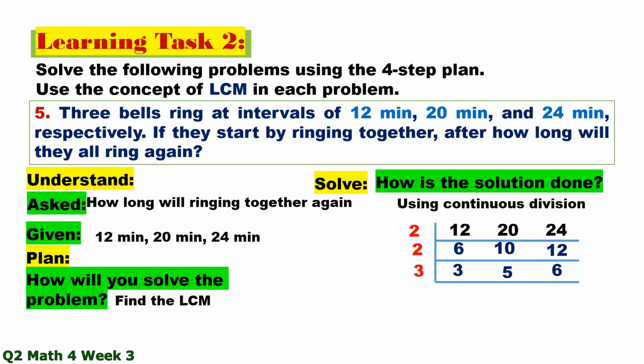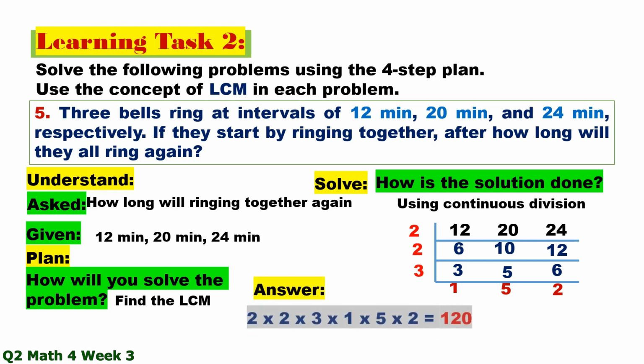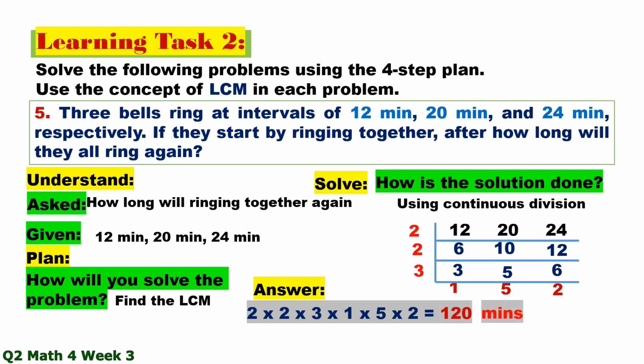3 and 6 are divisible by 3. So 3 divided by 3, 1. Bring down 5. 6 divided by 3 equals 2. So 2 times 2 times 3 times 1 times 5 times 2 equals 120. 120 minutes.